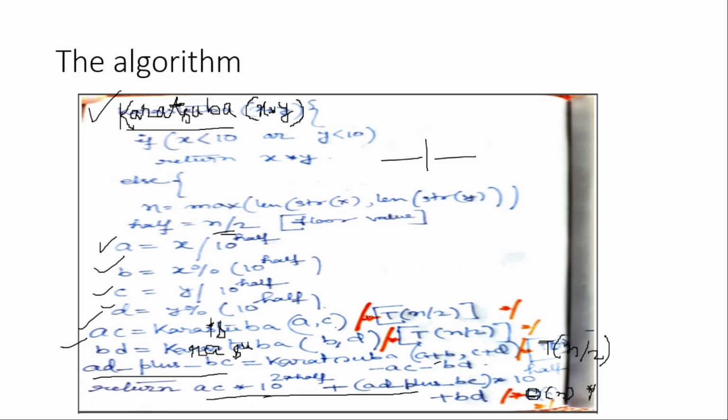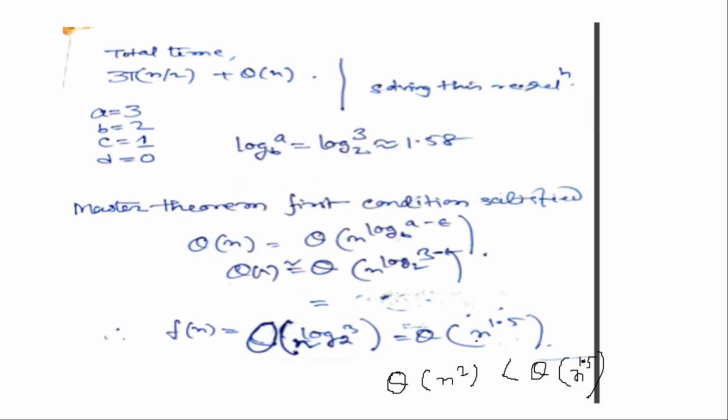So what is the time complexity? The first one applies the divide and conquer strategy, so it will be T of n by 2. The second one also applies divide and conquer. The length is n, meaning n by 2, since every time you are partitioning by 2. The third one, A plus B comma C plus D, is also divide and conquer, so T of n by 2, plus the last return statement, which gives you theta n. So that means 3T of n by 2 plus theta n. This is the total time complexity.